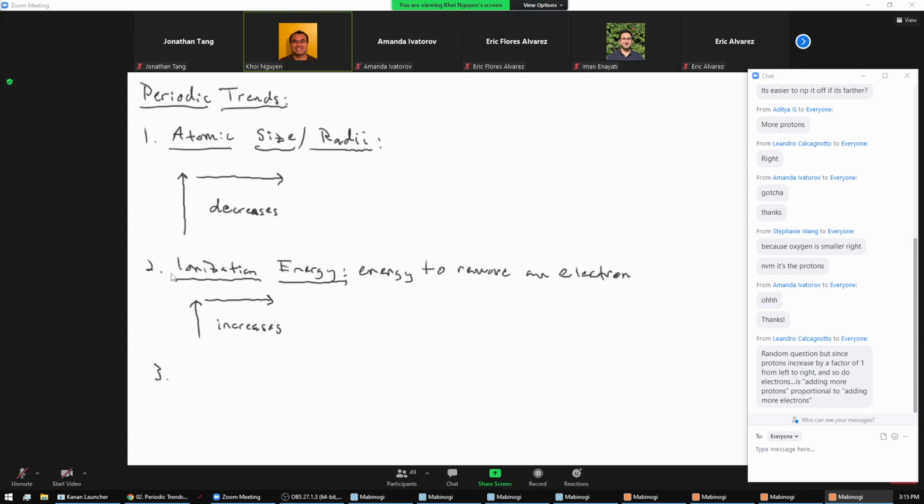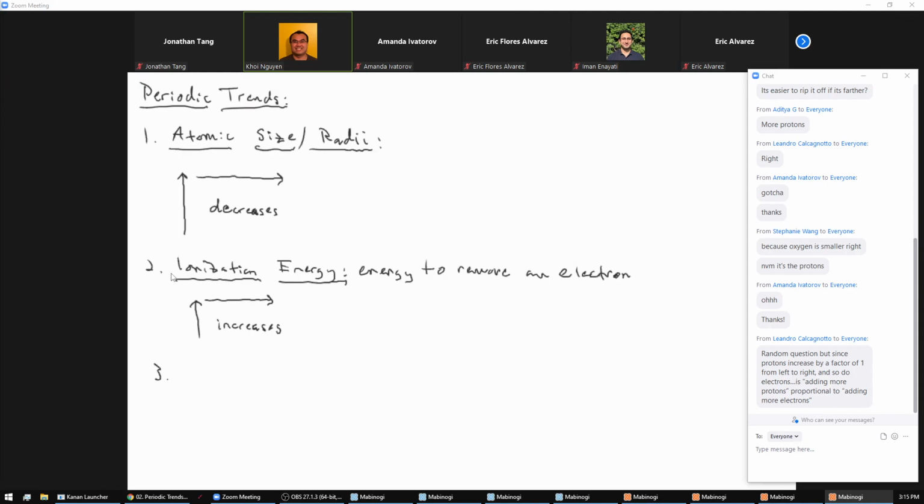Okay, let's move on. Third periodic trend, electron affinity. Most people think of electron affinity as the attraction of the electrons towards the nucleus. That's as far from the fact as possible. They always confuse electron affinity with electronegativity. I'm going to keep them on separate pages so that you don't have that confusion.